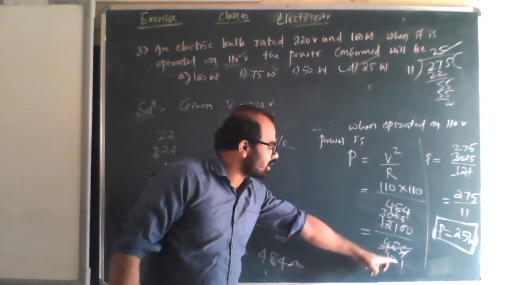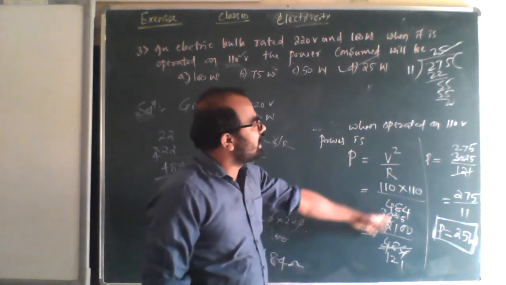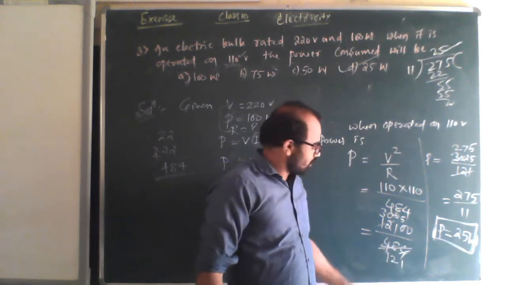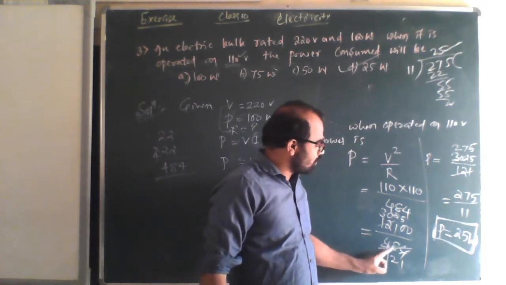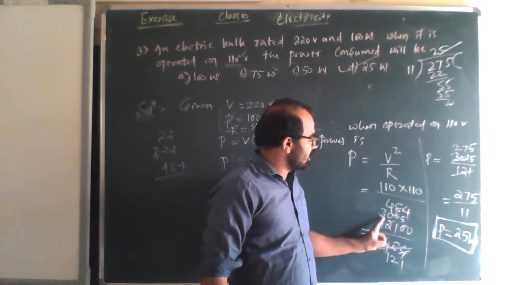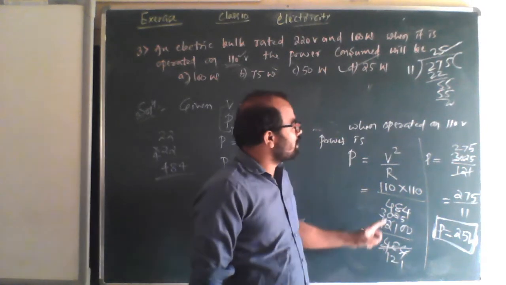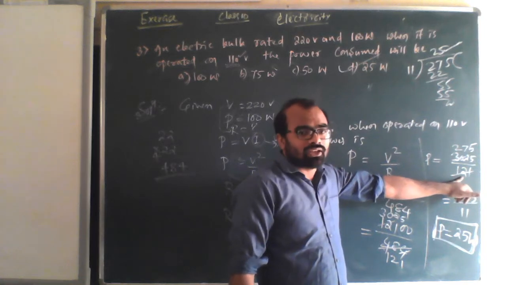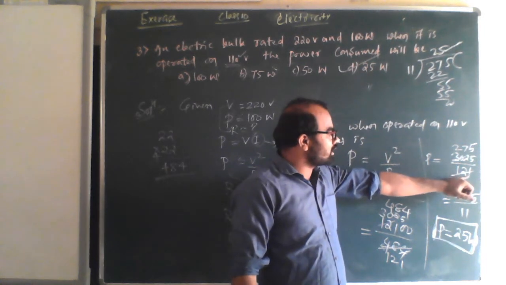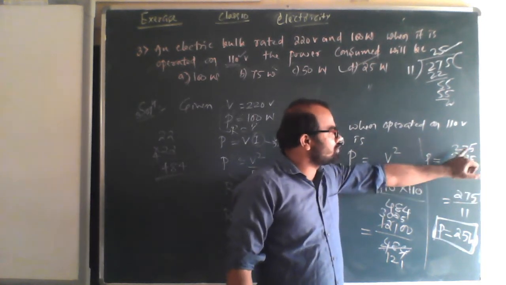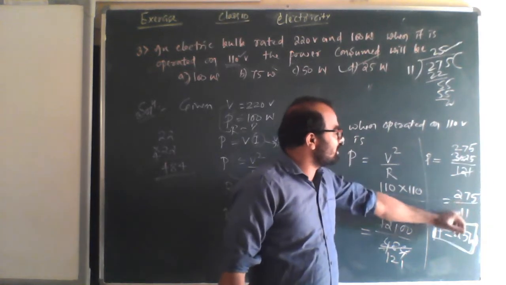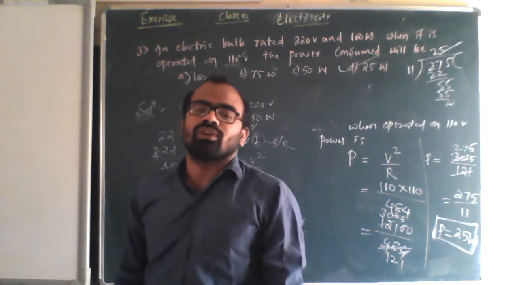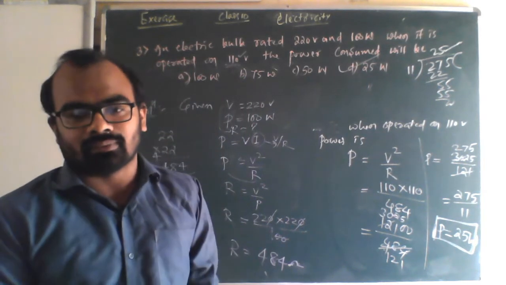So 12,100 and 484. Then I have made it by applying 4 ones are 4, 4 twos are 8, 4 ones are 4. Here you will get 3025. So 121 by 3025. Again I divide it by 11. I cut it by 11. 11 11s are 121, 11 275s are 3025. So 11 by 275 by 11 means answer will be 25. So 25 watt is the answer. Okay.